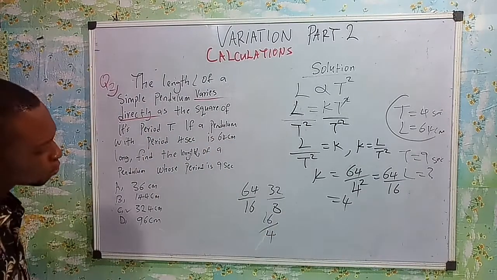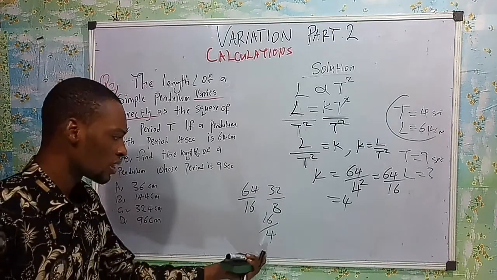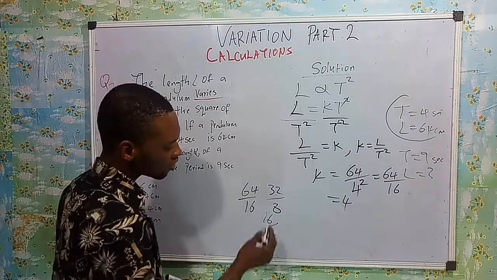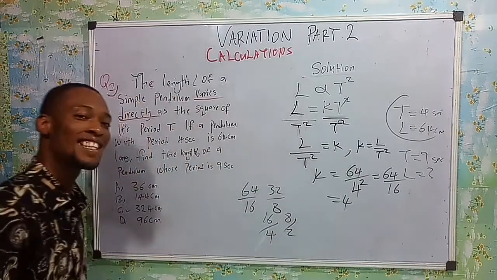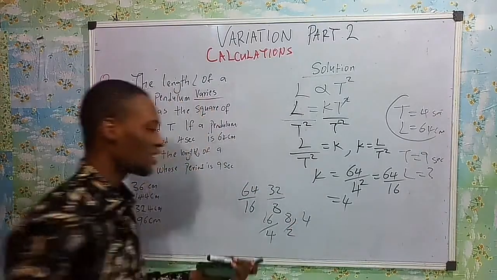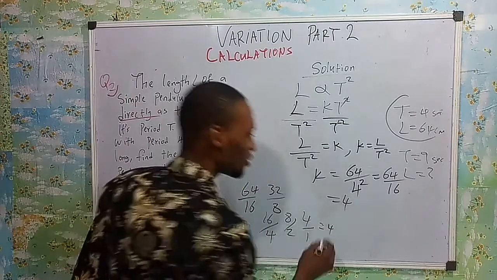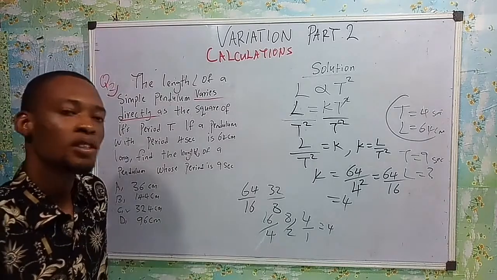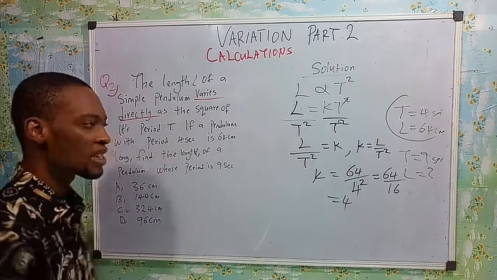We can still break it down. 2 can divide 16 and 2 can divide 4. So 2 goes into 16 eight times and 2 goes into 4 twice. You see? It can still go. 8 divided by 2 gives you 4, and 2 divided by 2 is 1. So 4 divided by 1 equals 4. So you arrive here. You don't need to be scared of big values; you can break them down to get the answer. Alright, now we've gotten the constant.